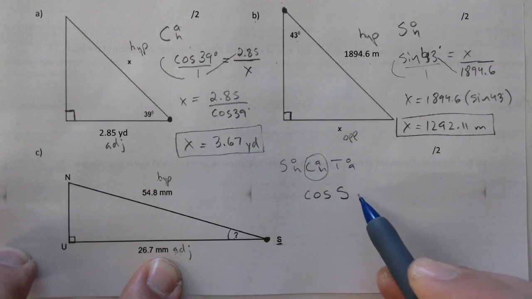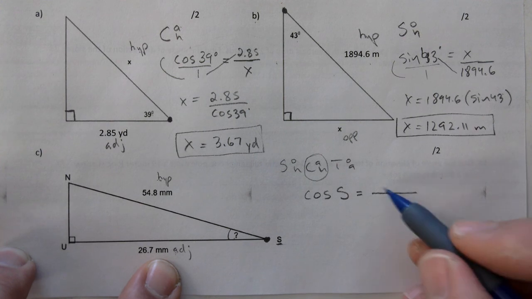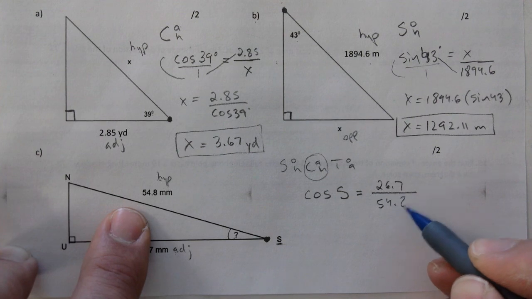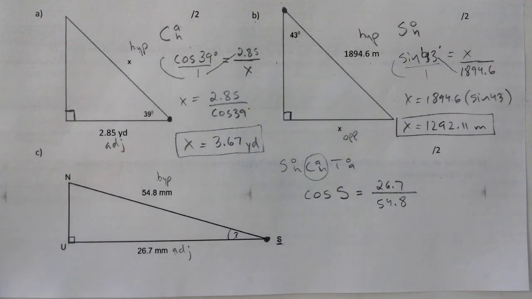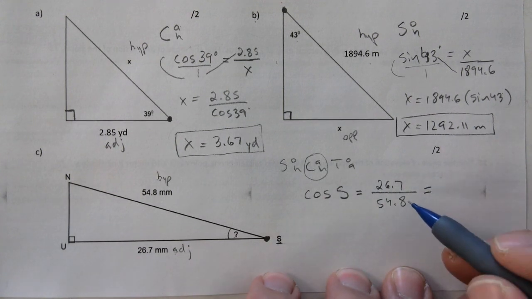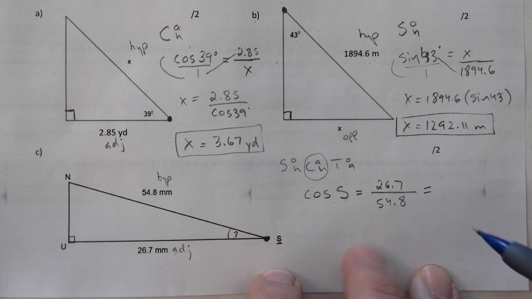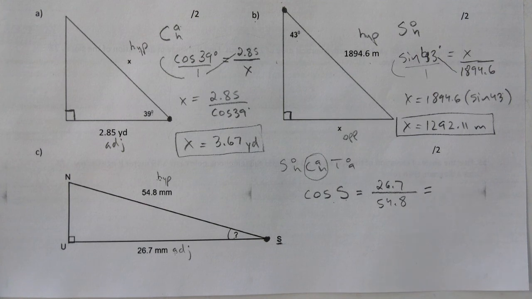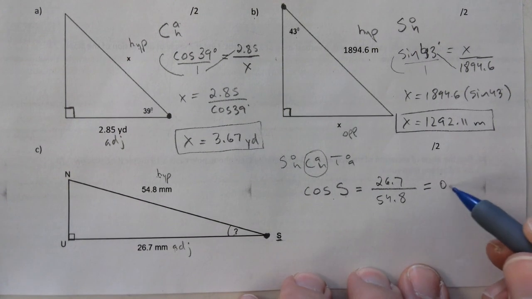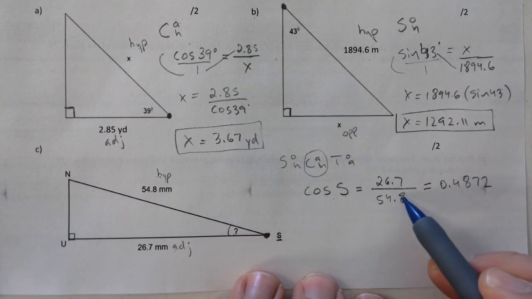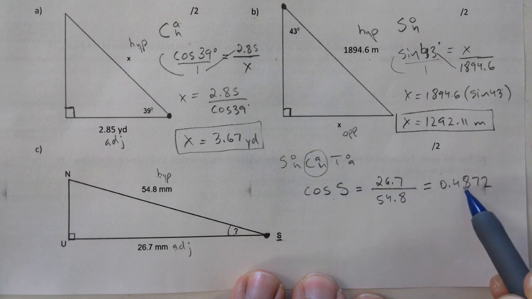Cosine of S is equal to adjacent over hypotenuse. It has to be in that order. If you get an error on your calculator, it probably means that you flip-flopped them. You did it the wrong way, or you're picking the wrong trig function to begin with. So cosine of S is equal to this, which we are going to come up with a decimal for. So 26.7 divided by 54.8, you get 0.4872. Right? So this is the same as that. It's kind of weird that way, 3 things equaling each other, but it is true.